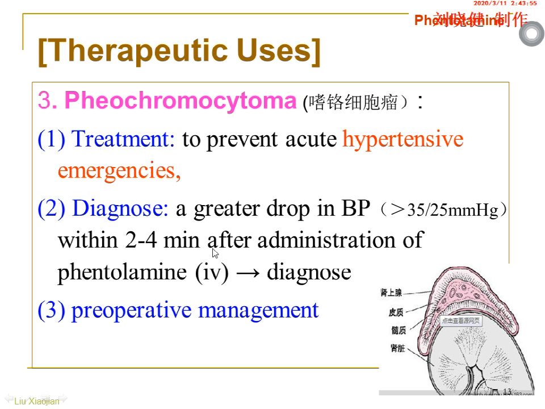Pre-operative management: this is a kind of tumor in the adrenal medulla. The best treatment is to remove this tumor from the body. So operation is necessary. But before operation, the heart rate and blood pressure should be at the normal state. So we usually use this drug, phentolamine, to bring the hypertension down to the normal state. So this is pre-operative management by phentolamine.